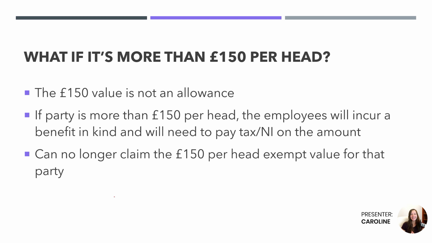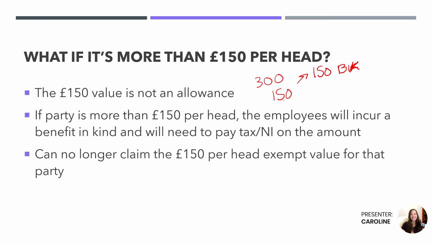So what if you actually spend more than £150 per head on the Christmas party or the event that you're hosting? The £150 value is not an allowance. So you basically can't say, oh, I spent £300 per head, so I'm going to claim just the 150 and then the rest of the 150 is the benefit in kind. Unfortunately, HMRC says you either spend 150 or you just don't claim it at all. So you're not allowed to apportion part of it towards the allowance.